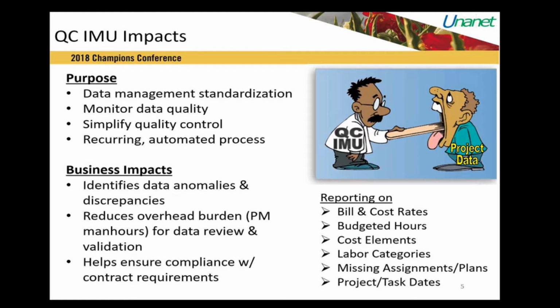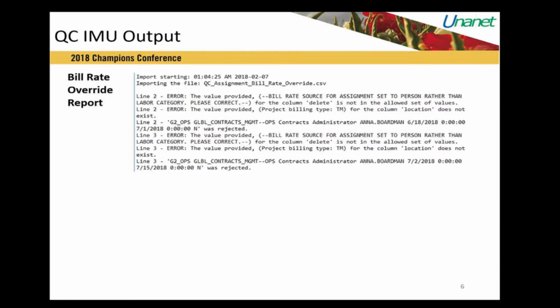Discussions with Kent and his team resulted in the employment of this quality control IMU, which then facilitated the rapid identification of data anomalies and discrepancies as related to hours and rates within project resource plans and assignments, personnel cost rates, project labor categories, and assigned dates for our resources. And one of the most important was the assignment of cost elements, particularly as it involved our subcontractors that may be participating on our prime contracts.